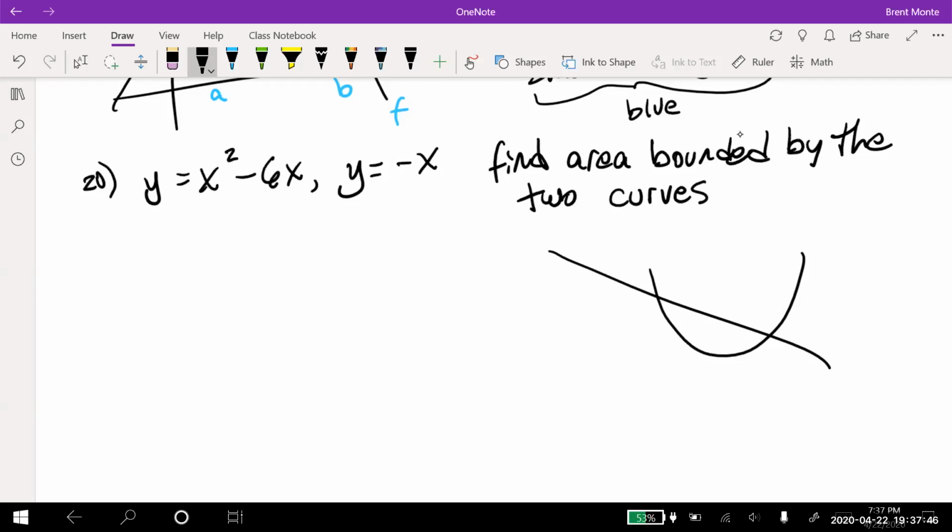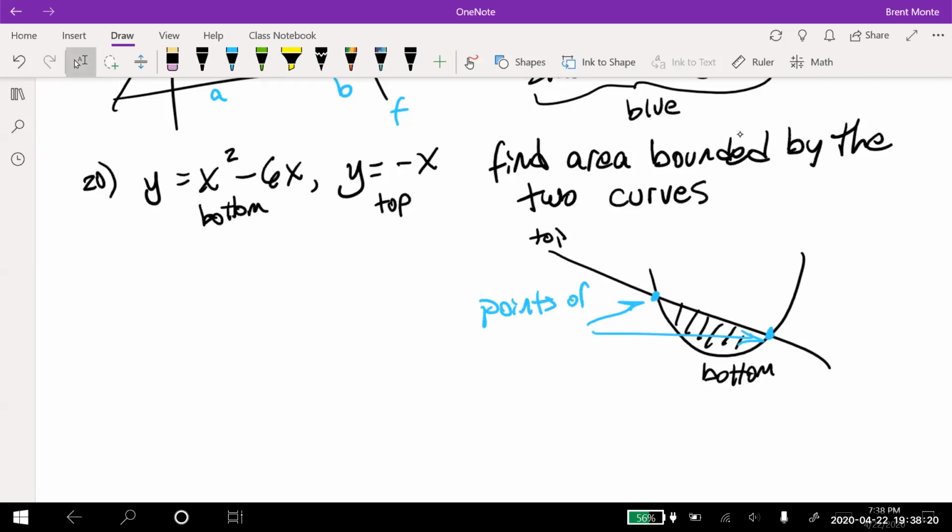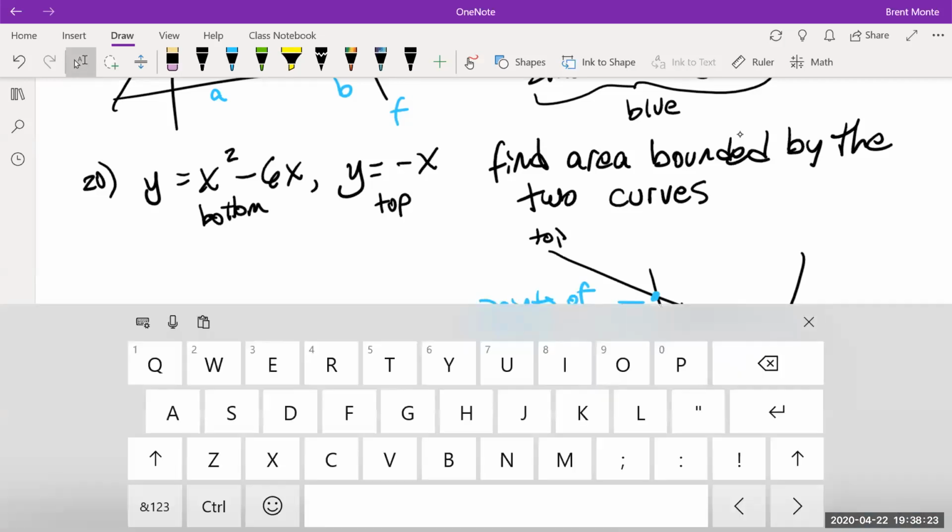So if they intersect, the line is the top curve, because I'm looking at this area right here, and the parabola is the bottom curve. So this one's the bottom, this one's the top. And if you don't know what the curve looks like, it doesn't matter. I'll tell you how we're going to find out which one's the top or the bottom. First, we have to find out where they intersect. So those are the points of intersection.